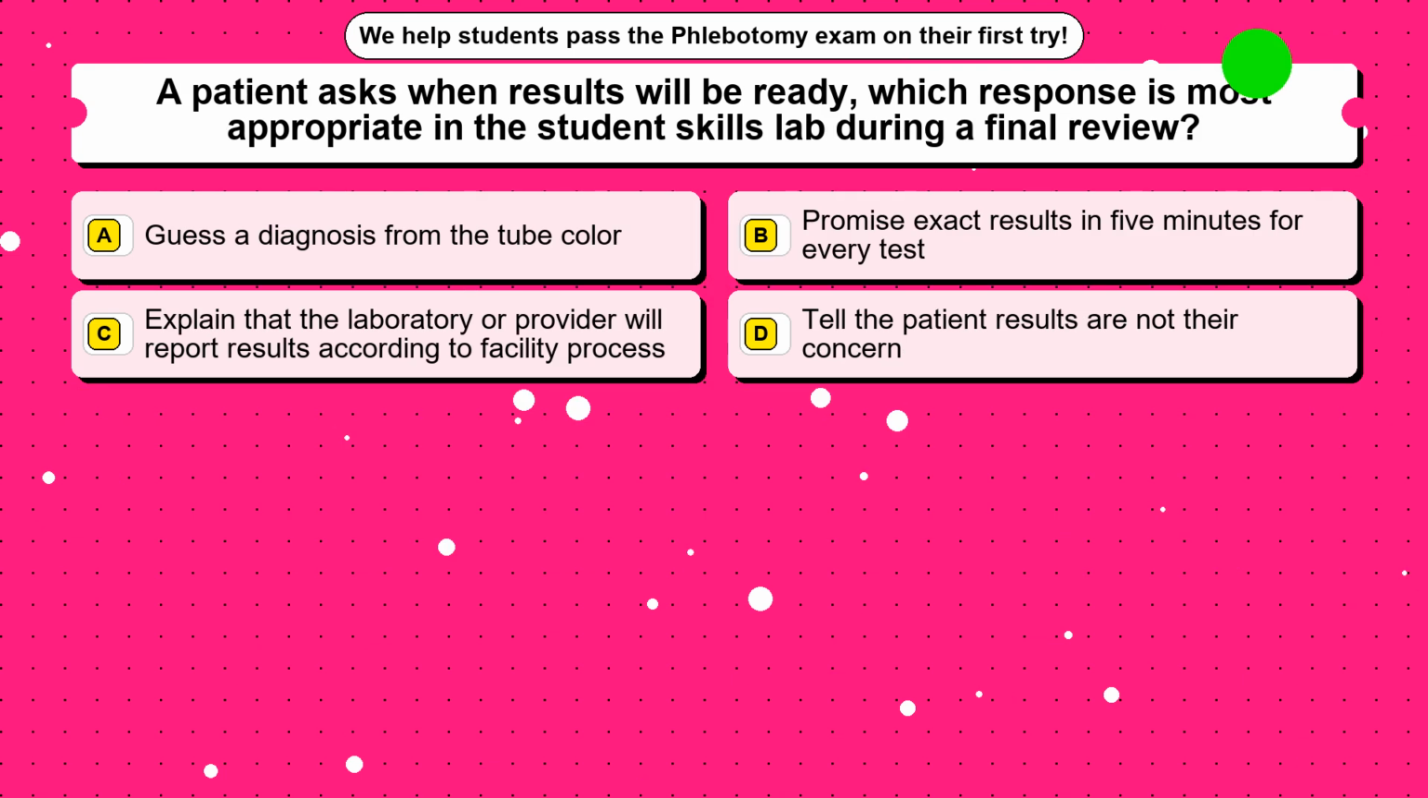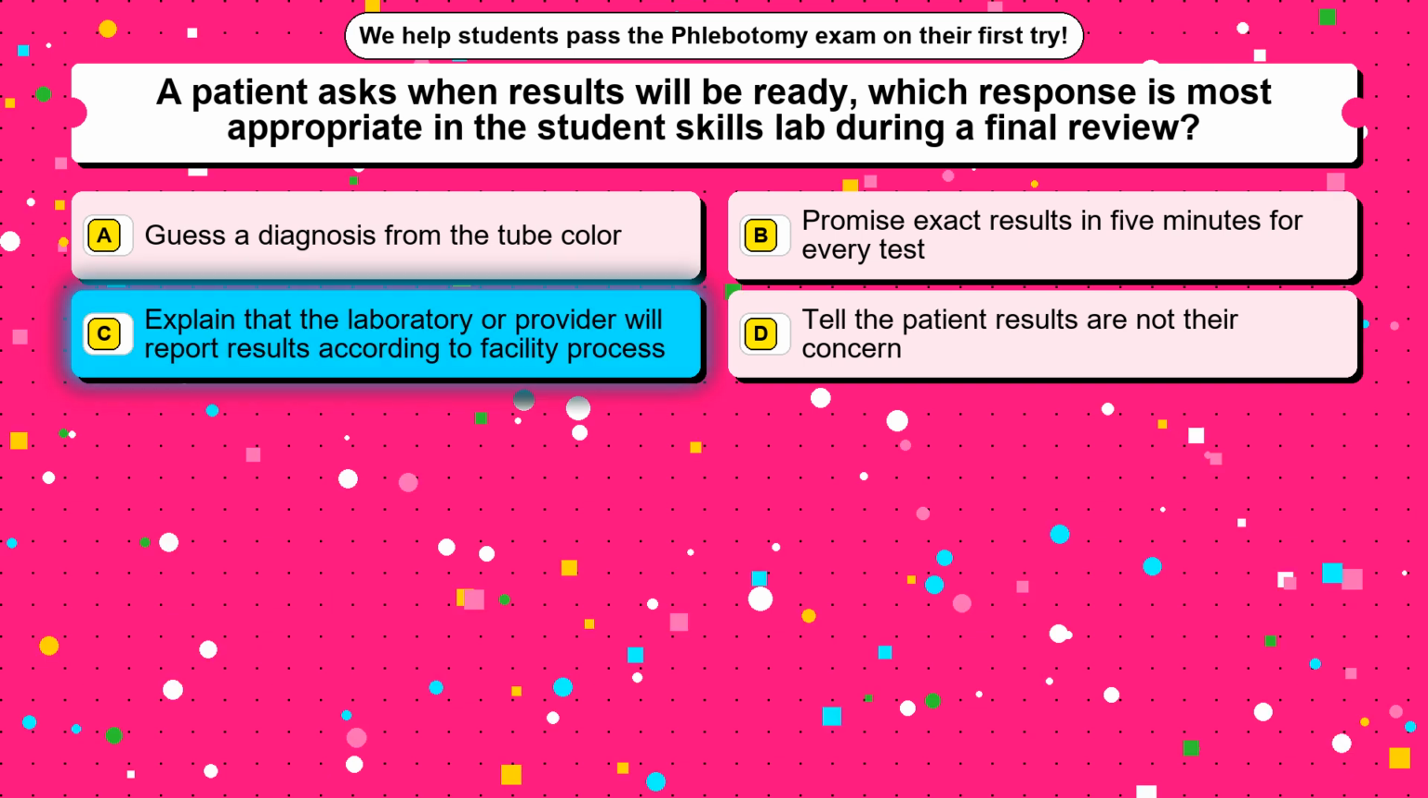Question 94. A patient asks when results will be ready. Which response is most appropriate in the student skills lab during a final review? Option A. Guess a diagnosis from the tube color. Option B. Promise exact results in 5 minutes for every test. Option C. Explain that the laboratory or provider will report results according to facility process. Option D. Tell the patient results are not their concern.